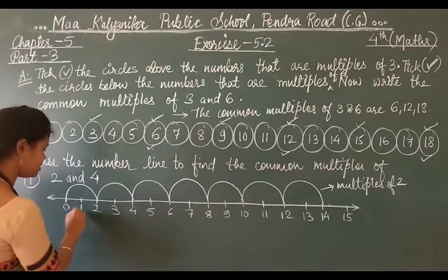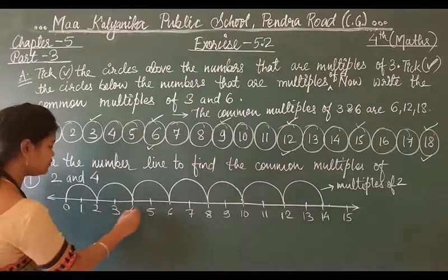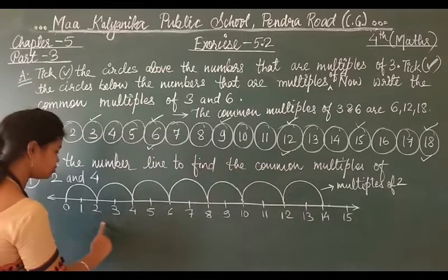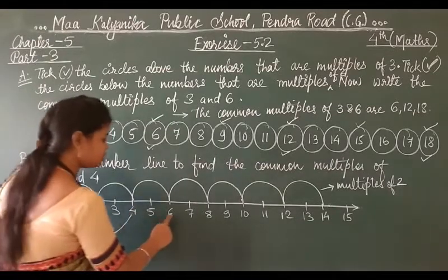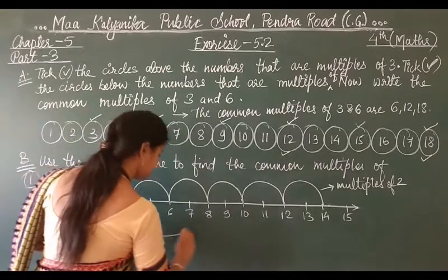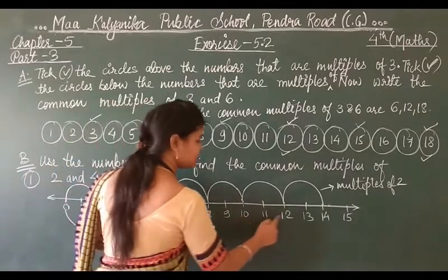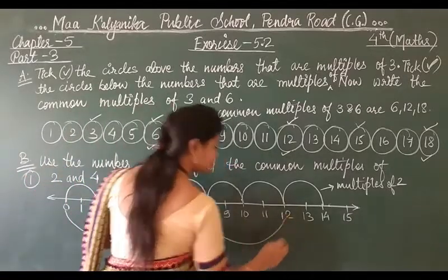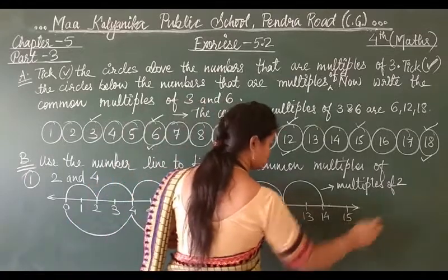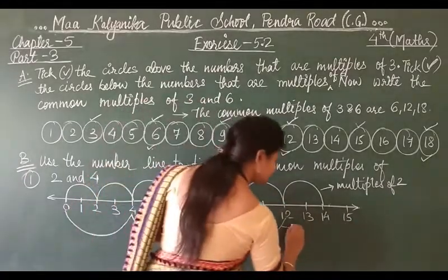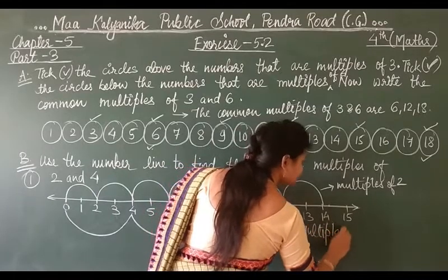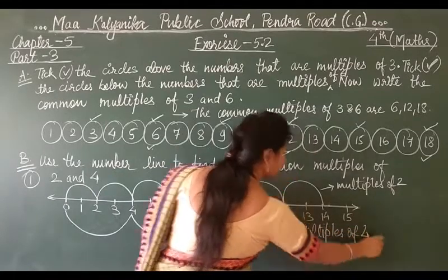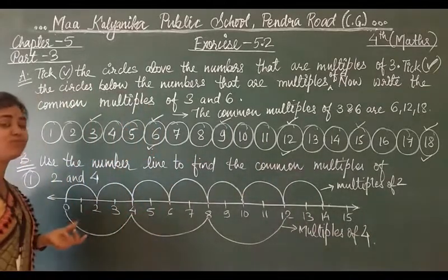So starting from here, 1, 2, 3, 4. Directly I am jumping to 4. Then 1, 2, 3, 4, I am jumping to 8. 1, 2, 3, 4, I am jumping to 12. 1, 2, 3, no, now no number is there. So these are the multiples of 4. Now students, we don't have to find the multiple.